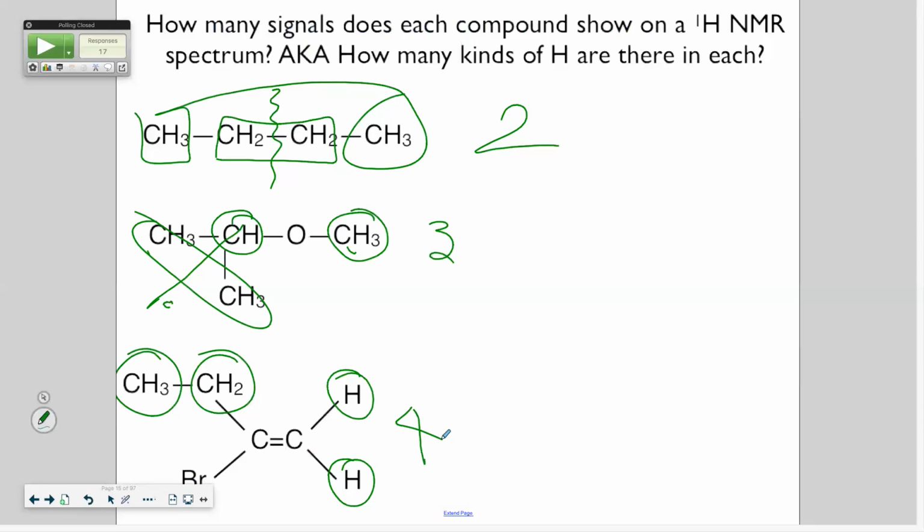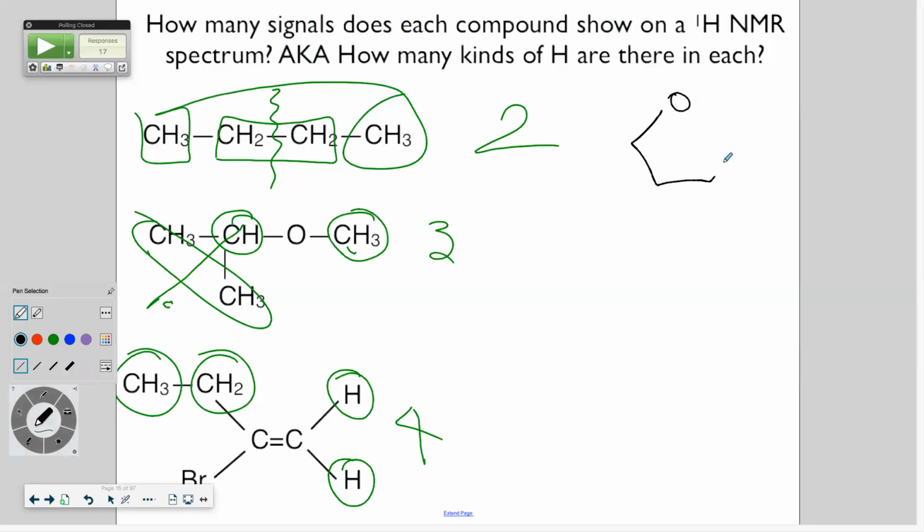All right, I'm going to give you another compound. How many kinds of hydrogens are in this one? Now, first of all, I drew a stick. If you forget where the hydrogens are, draw them in. Good rule of thumb: draw in the hydrogens if you're not sure where they are.